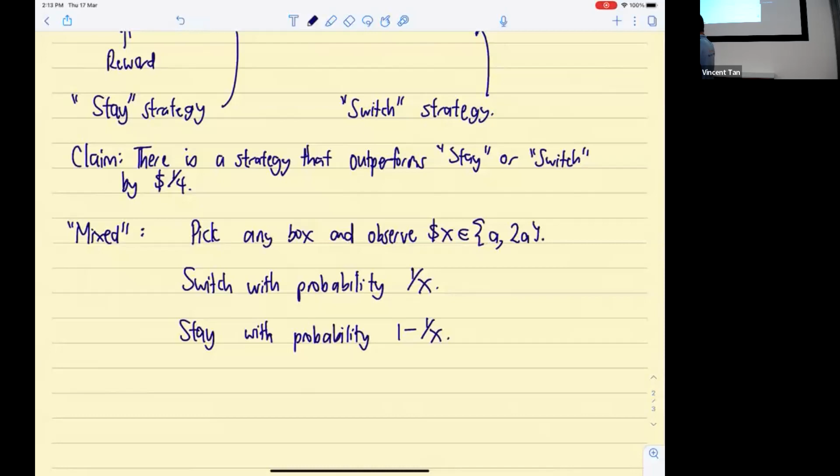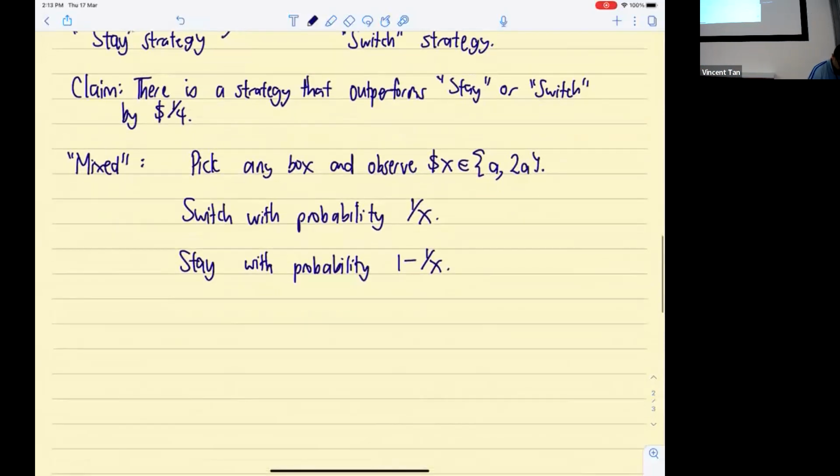This is the Vincent strategy. This is just one strategy that will do better. Let's prove that it does better by at least $0.25. Okay? So what is the expected reward under this strategy?